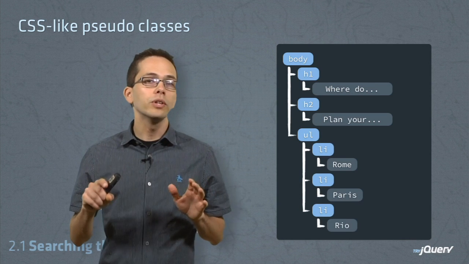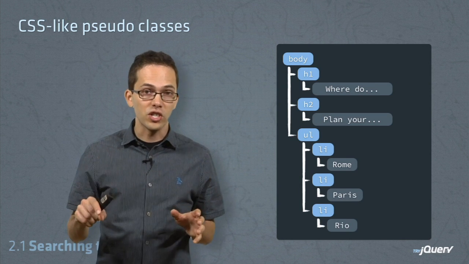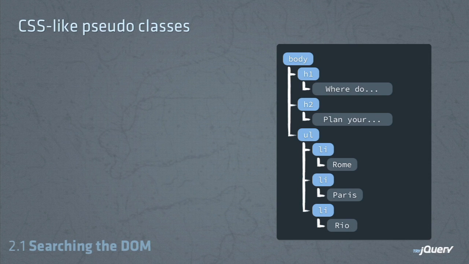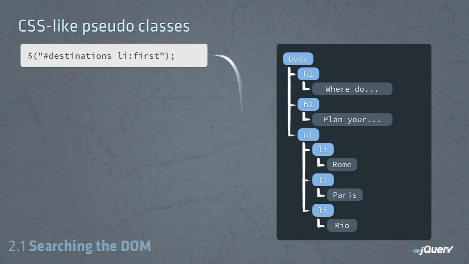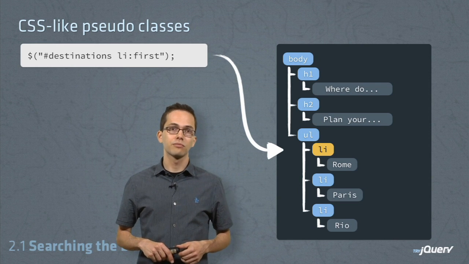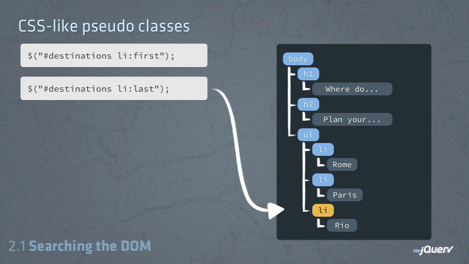Now what if we only wanted to select the first item in that unordered list? We can do that using the pseudo selector. In this case, #destinations li:first. This will select the first item in the list. As you might imagine, to select the last item in the list, we simply use li:last.